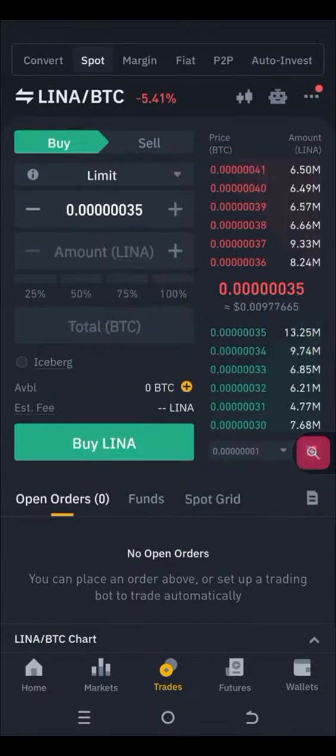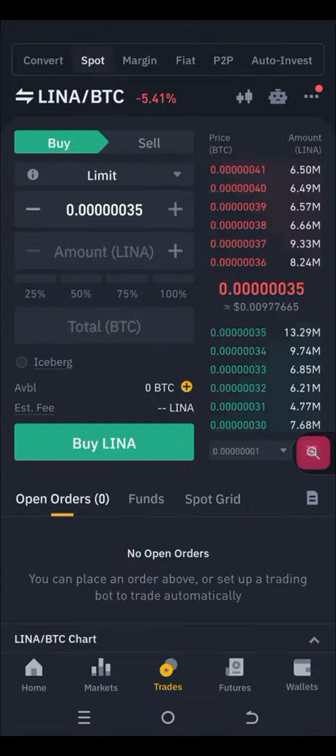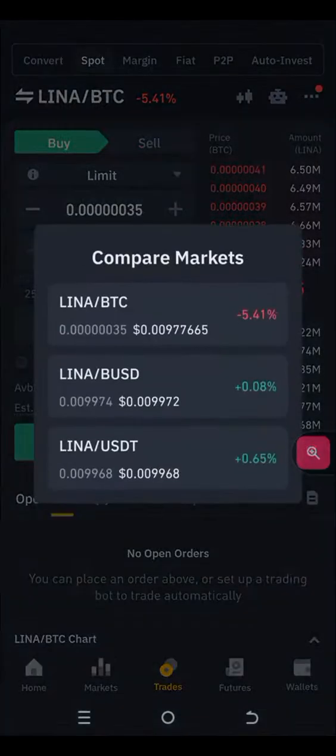Today, what do we have for us? We've got Lena BTC, or could it be Lena USDT? Let's find out. Let's quickly go to the compare markets to see what we have right now. So you can see that in the compare markets, we've got Lena BTC at 0.009777, and we have Lena USDT at 0.0099. So obviously we've got to start with BTC.